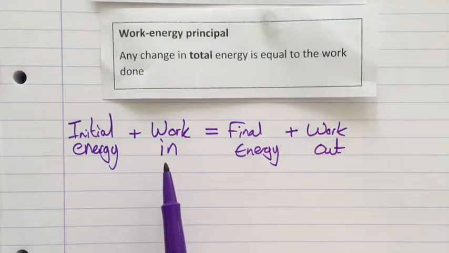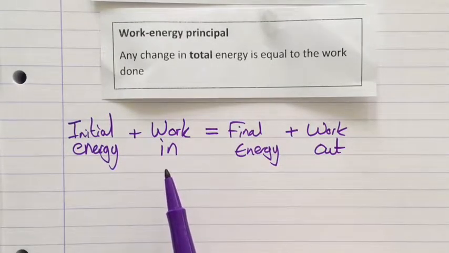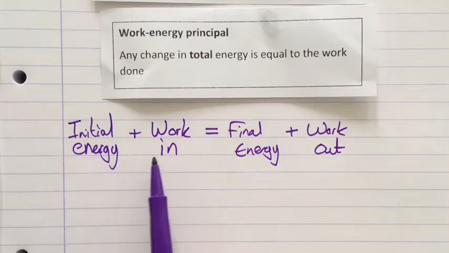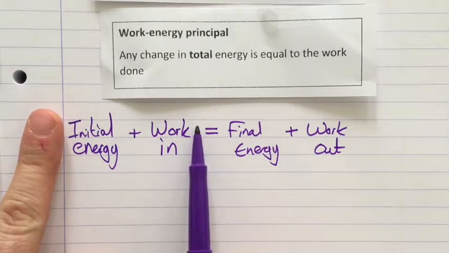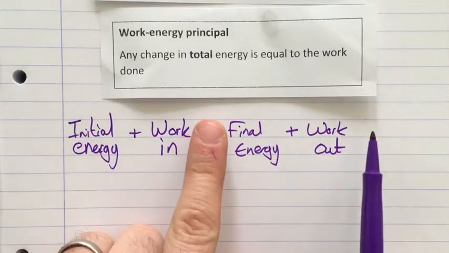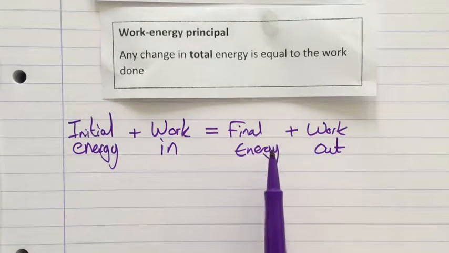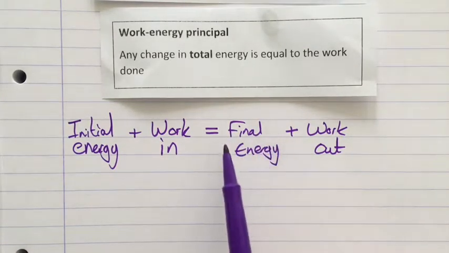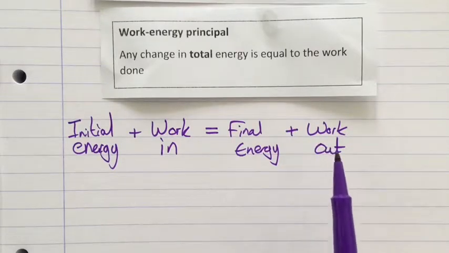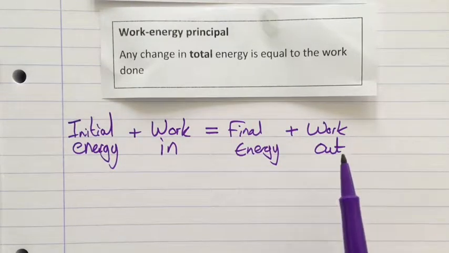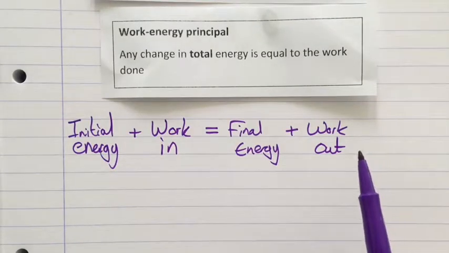So work in might be a car engine or someone riding a bike putting force into the system, which is going to increase the amount of energy, hence putting it on the initial side. So that's the total amount of energy we possibly have. Then the other side, obviously any gravitational potential or kinetic energy left over, plus any work that's come out of it. So wasted energy, for example, friction is a very common one.